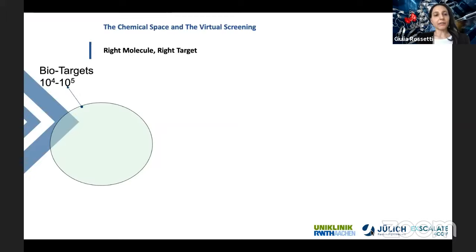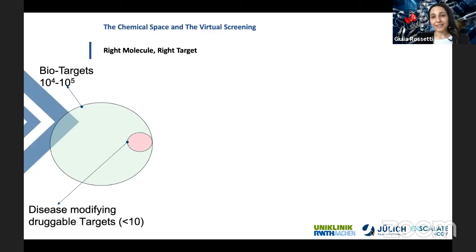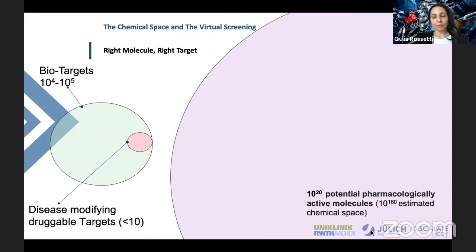In the human body, we have around 10 to the fourth, 10 to the fifth proteins, or in general biomolecules, that we can target. The ones that are probably relevant for the disease you're looking at would be a very small amount, usually fewer than 10. To this very small conformational space of the target, you have to couple an incredibly huge chemical space of potential drugs, that is 10 to the 20. So the potential chemical space of all the possible active drug molecules is very huge.